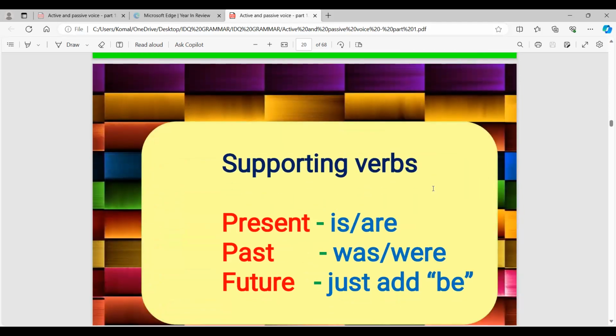Whenever we talk about the present indefinite, the supporting verbs you have to use are is and are. If this is past tense, you have to construct the passive voice of the past, so you have to use the supporting verbs was and were. And for future, you just put be. So I'm just writing on the screen. That would be more beneficial for you.